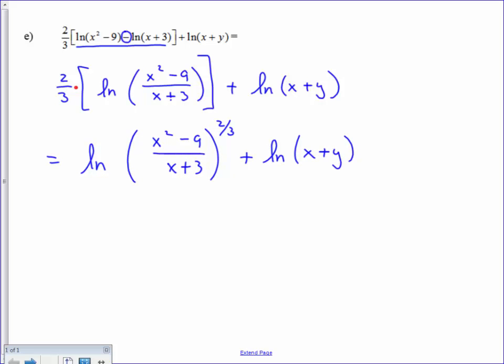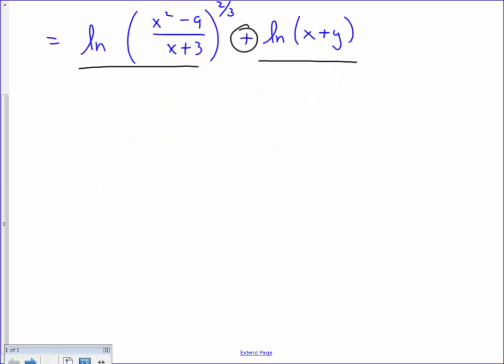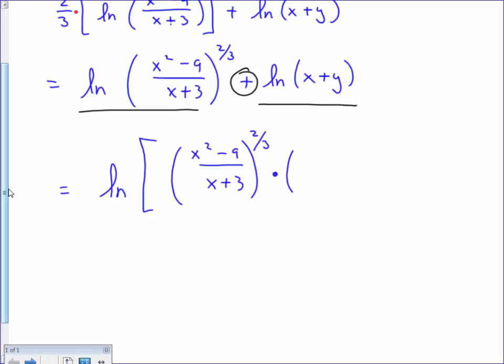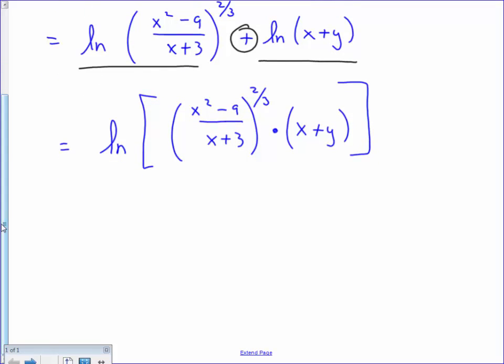From here, we notice we have two logs. These two logs are separated by a plus sign, and so that would be the product rule. So here we would have a single natural log, and then I'm actually going to use brackets here. We'd have the first argument being this, and then you're going to multiply by the second argument, x plus y. So at this point we have rewritten as a single log, so that part's been done. All of our log part is finished.